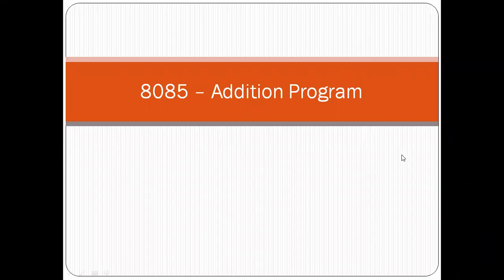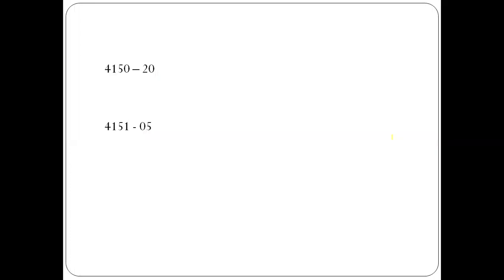Hello everybody. In this video, we are going to see a program for addition of two 8-bit numbers in the 8085 microprocessor. There are two numbers in the memory locations 4150 and 4151. We are going to add these two numbers and store the result in the memory location 4152. So let's see the commands for that.